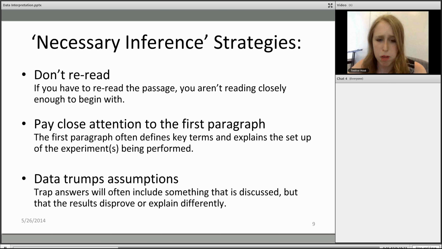A lot of trap answers will often include something that is discussed in the passage, but it contradicts what the results actually prove, or it explains something differently. So make sure not to go for something just because, oh, I saw this term in the passage, it must be right. Never a good strategy.